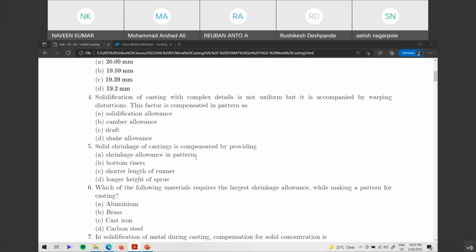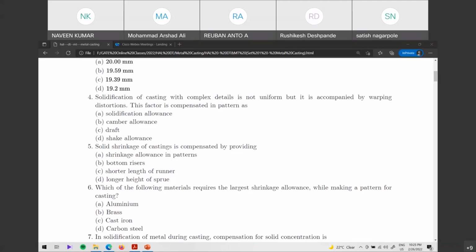on patterns are applied in which place? Is it from A to B, B to C, or C to D in the diagram? From where to where? C to D. Good, very good. C to D. Excellent.